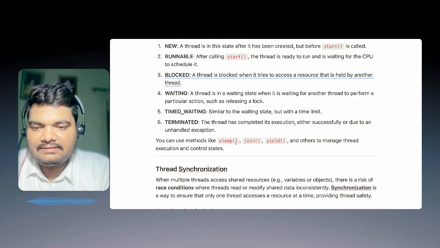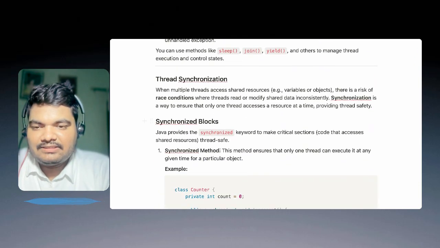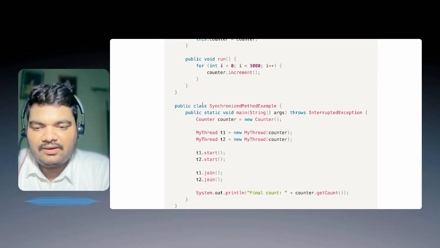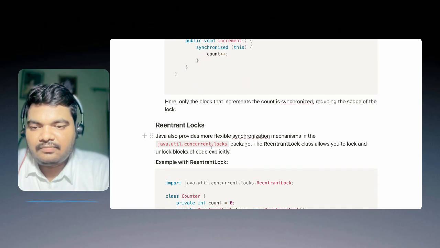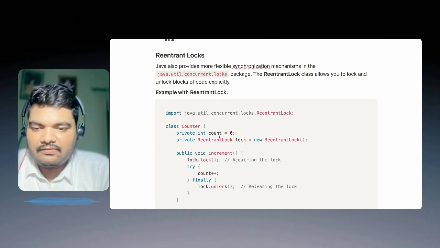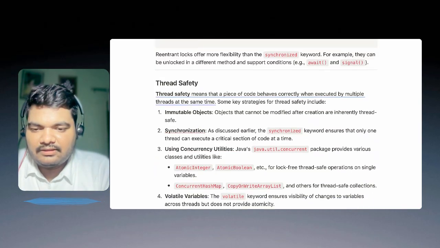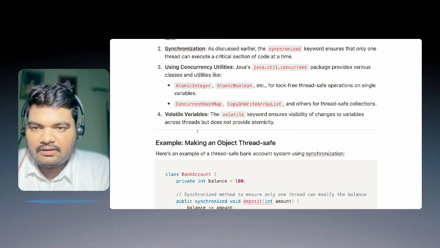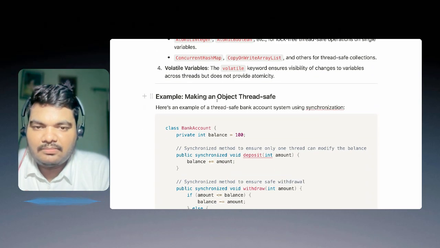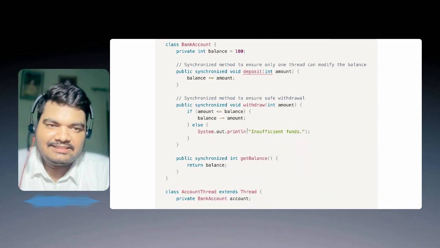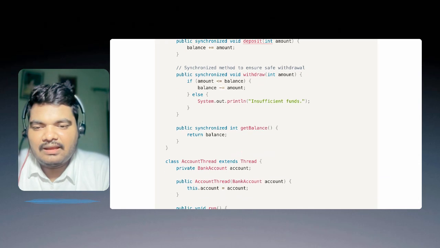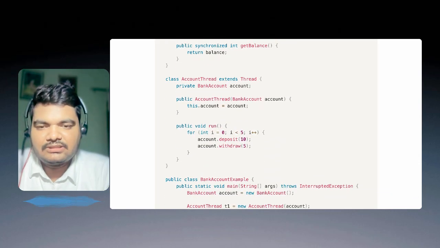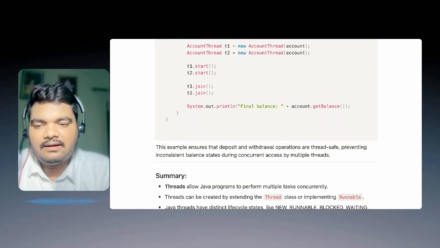Thread life cycle, what it is, thread synchronization, synchronized blocks. A lot of questions. Again, synchronized block, and some of the questions around it you can find here. Thread safety, what is thread safety? Example, making an object thread safe. These are very in-depth discussions. If you go through the document, you will understand it completely. I'll try to make a separate video on threads and multi-threading. I'll provide it, but here I'm just discussing the basics and how you can implement it easily.